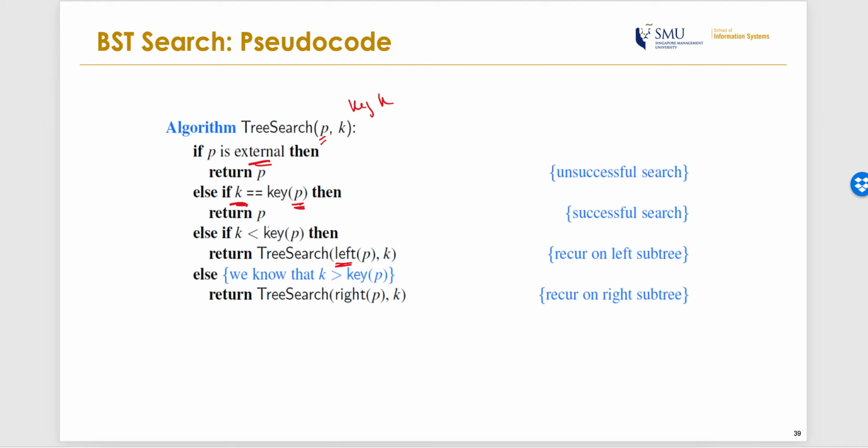We go to the left if the k is smaller, right? Otherwise, it means that the key that we are looking for is larger than the middle one, so then I'm going to go to the right. Okay, so this is basically the pseudocode.